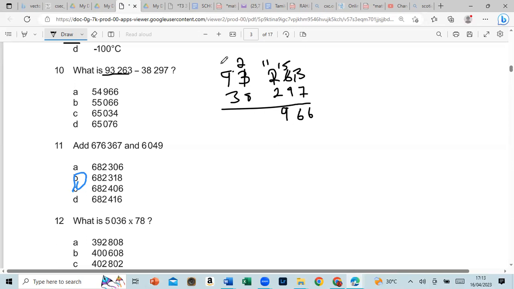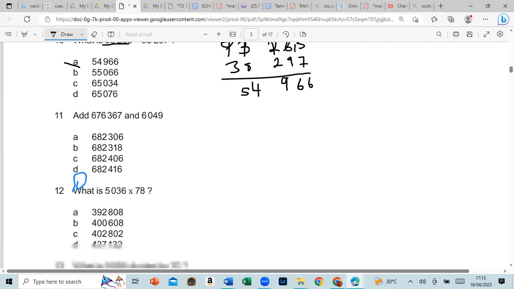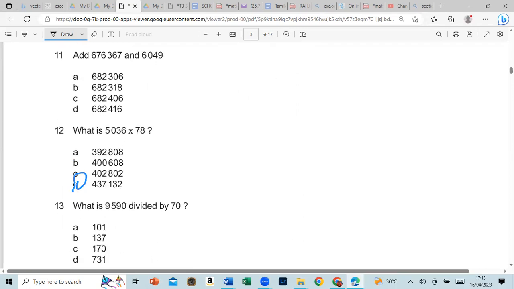Sir, for number 11, I got B. Oh, we are not there yet, we're at number 10. We have to do it step by step. What did you get for number 11 now? It's good that your speed is increasing. Sir, D, as in dog. Sir, it's 676,000.